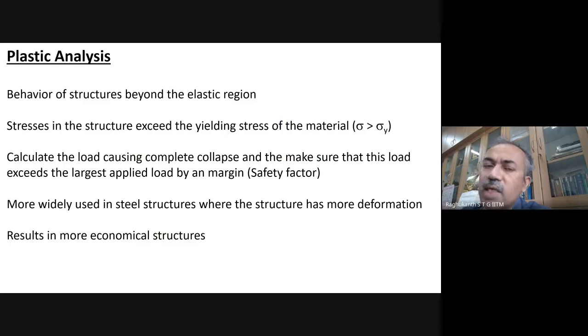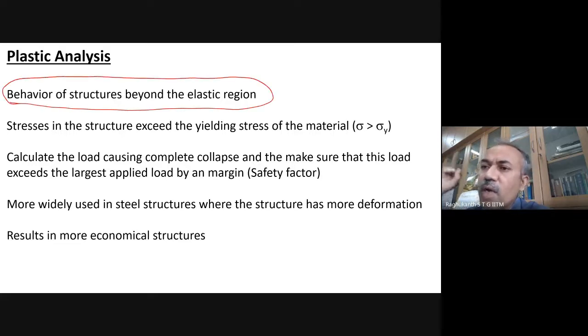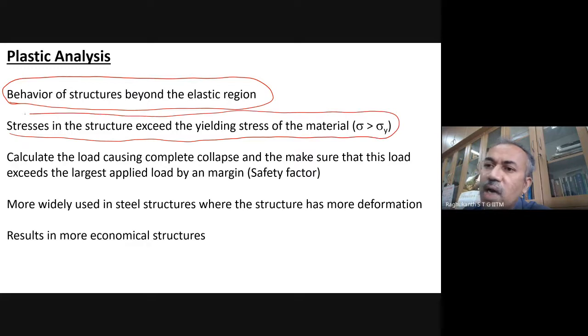That's why we look at plastic analysis. The plastic analysis is essentially the same. We will draw the bending moment diagram and do all the same things you have studied previously, but we will see how the structure behaves beyond the elastic region. So this is like an extension of your elastic analysis. The stresses in the structure can exceed the yield stress of the material, so sigma can be greater than sigma y. We will remove that sigma y concept from our analysis, and find out how the structure is going to collapse in the plastic region itself.